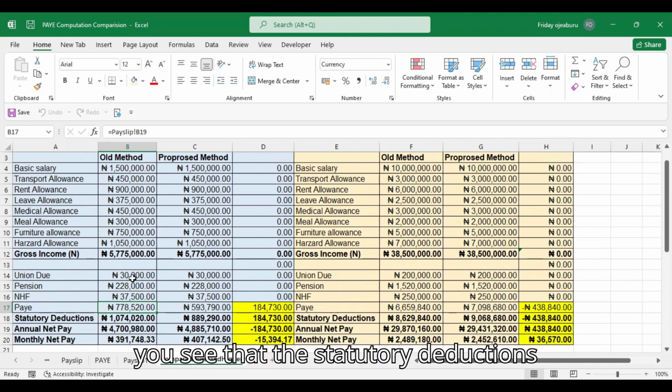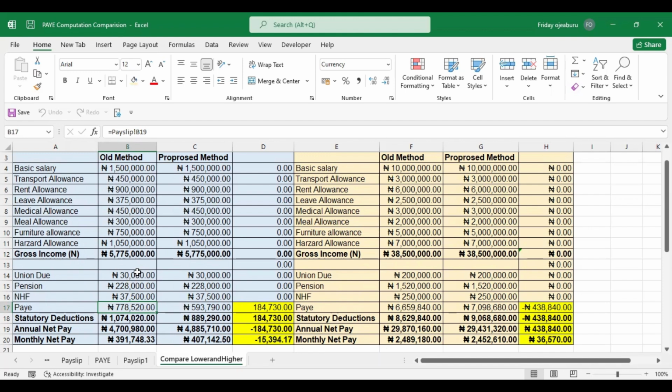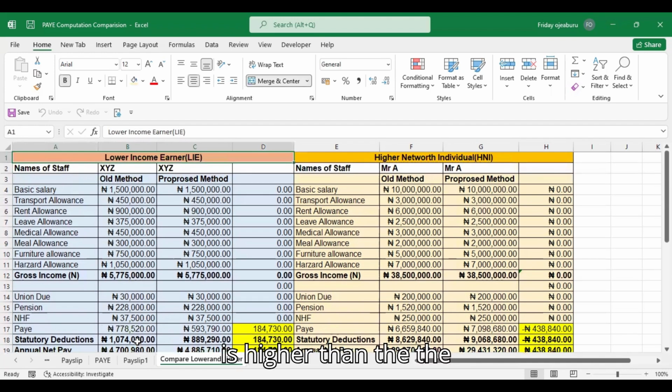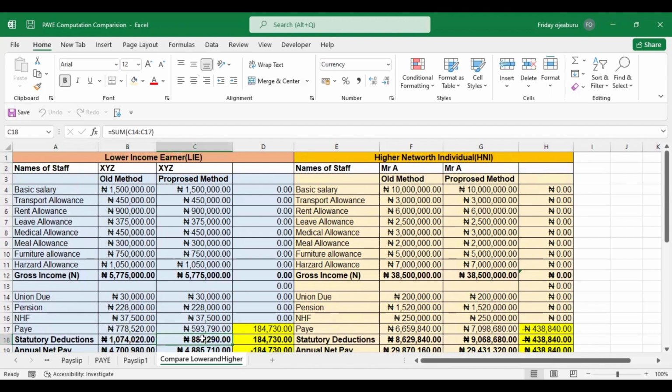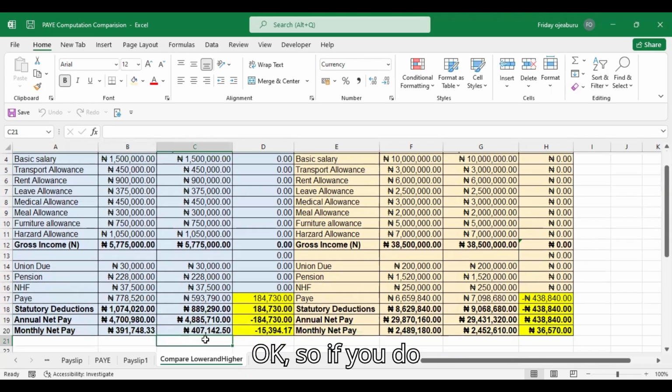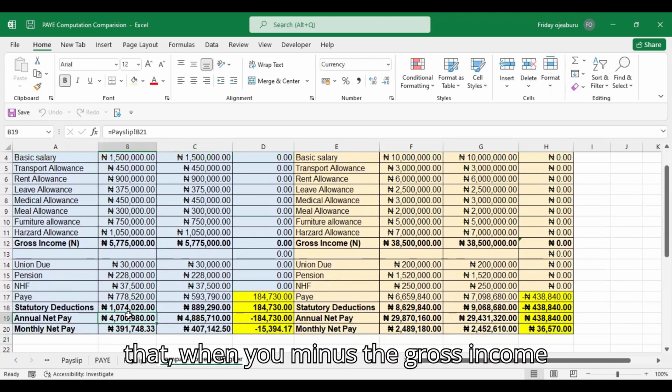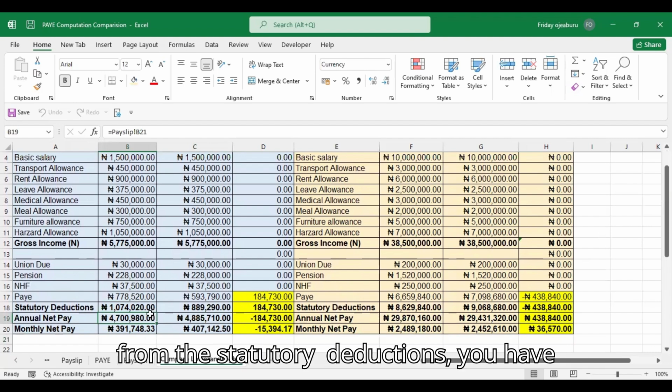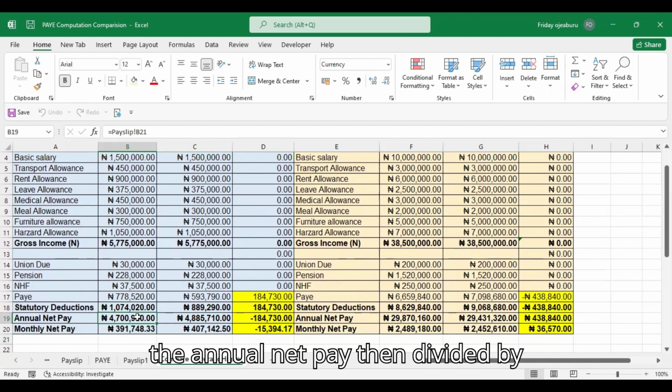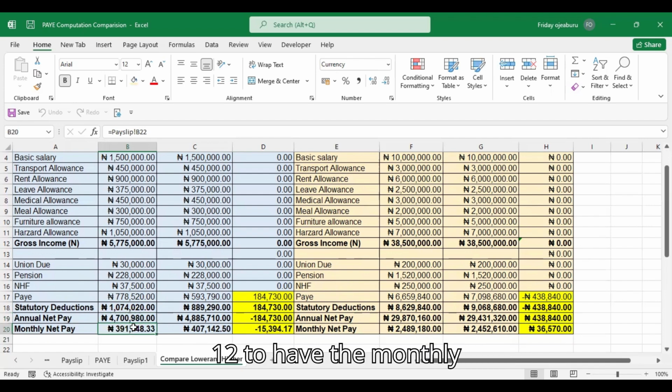Right, so when you do that, you see that the statutory deductions for the old method, okay, under the lower income earner is higher than the proposed method. Okay, where the old method has over 1 million, then the proposed method has just above 800,000. Okay, so if you do that, when you subtract the statutory deductions from the gross income, you have the annual net pay, then divide it by 12 to have the monthly net pay.